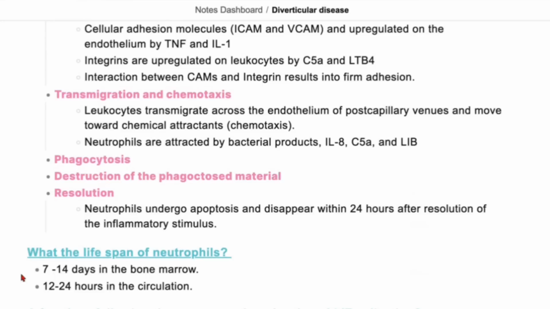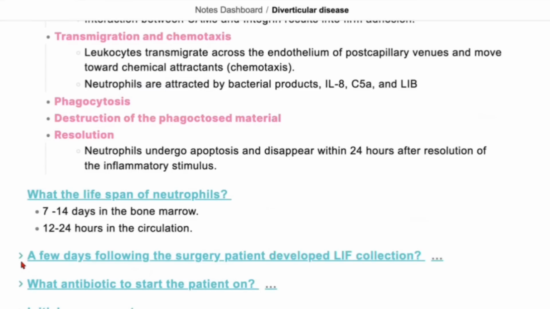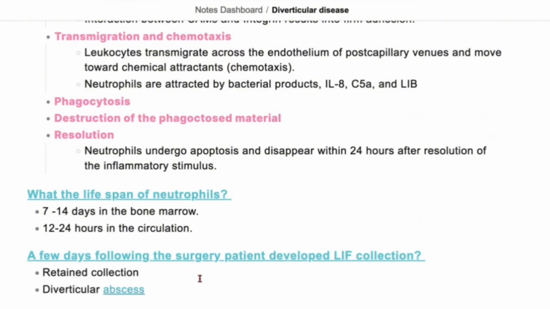Yes. So given the fact that the patient has had a Hartmann procedure, my differential diagnosis would be an intra-abdominal collection, such as an abscess. I'd be worried about a hematoma. I'd be worried about an anastomotic leak, and also I'd be worried about a ruptured diverticulum. So retained collection, diverticular abscess. I think I actually need to add anastomotic leakage here. Anastomotic leakage, I think, is very important to mention here.